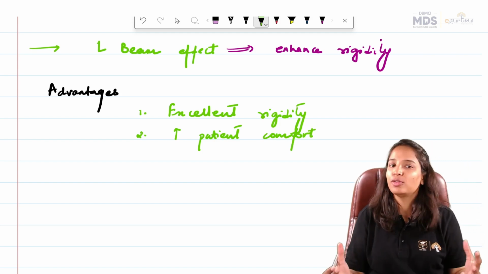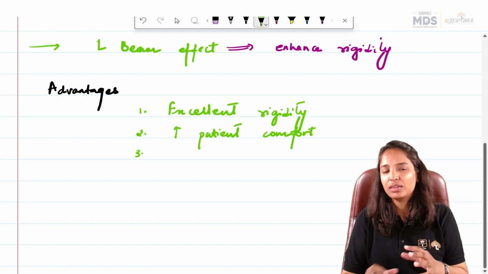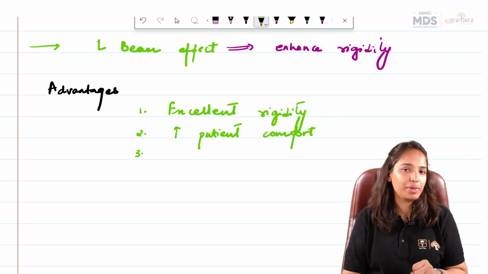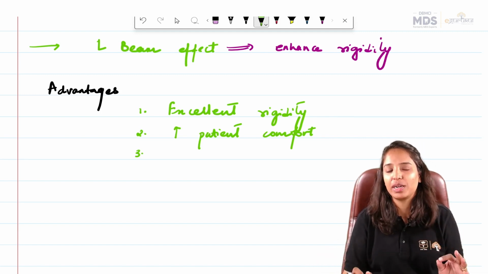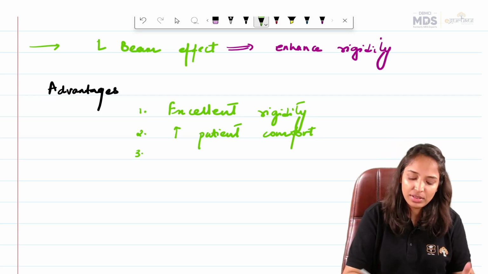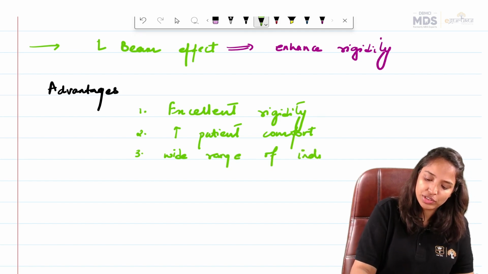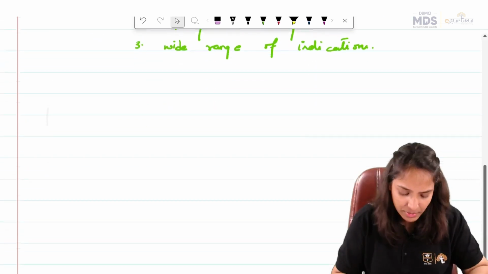You have very good patient comfort with this, because the bar is a half oval cross section, thicker in cross section, and difficult for the patient to adapt to. Whereas a strap is a thin piece of metal, so the tongue will not cause much interference. The third advantage is that it has a wide range of indications. In a lot of clinical situations, you can apply your AP strap. So these are your advantages of AP strap.